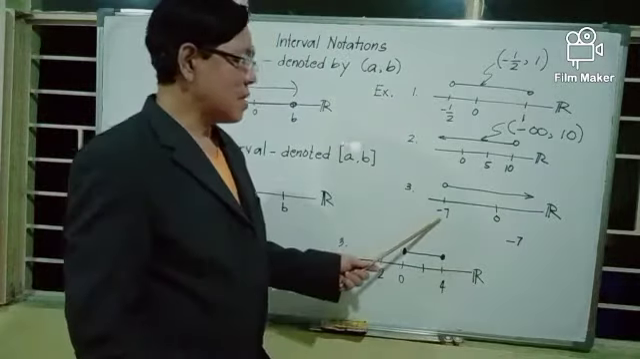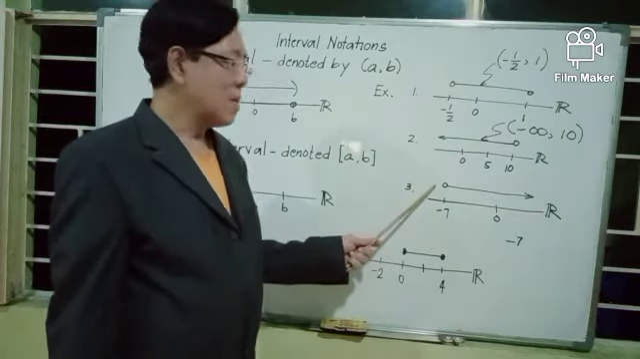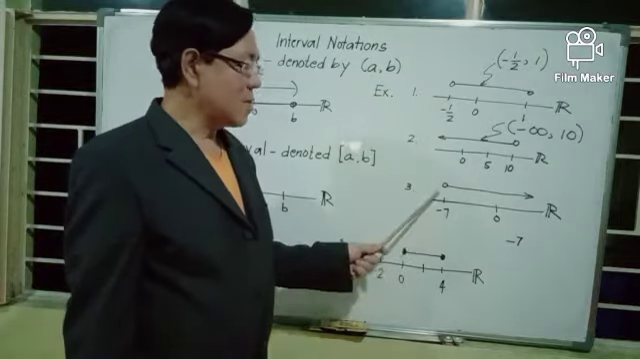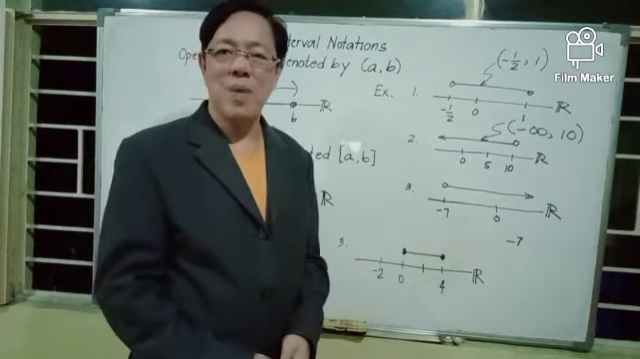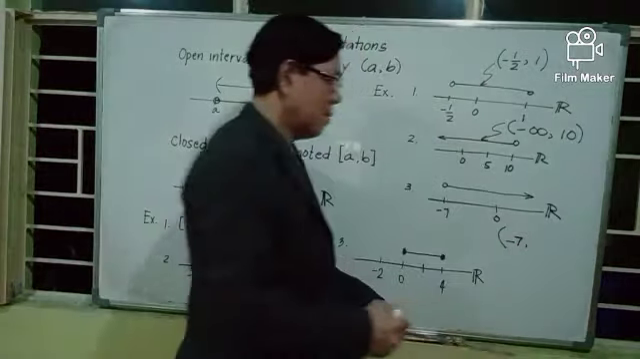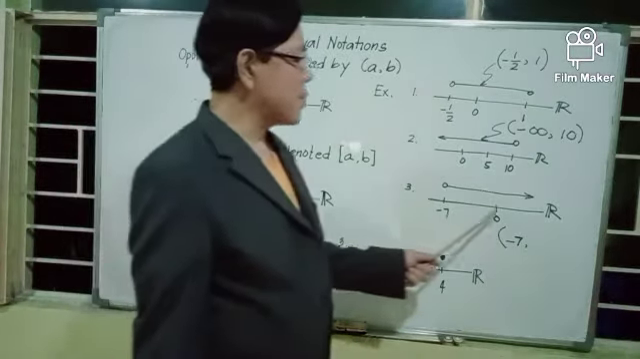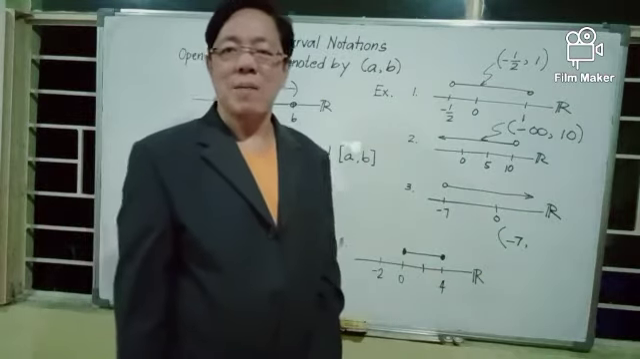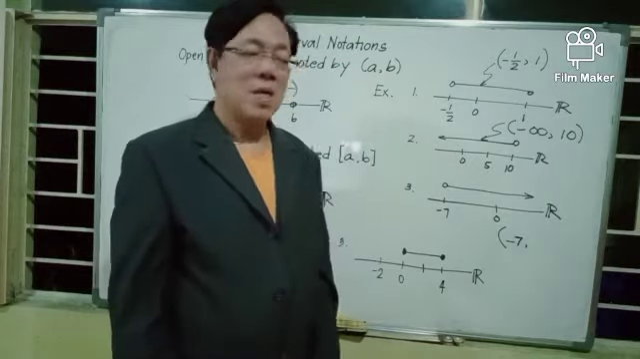But negative 7 is not included in the set because there is a small circle at negative 7. That means negative 7 is excluded from the set, and we indicate that by an open parenthesis. And the set consists of all real numbers from negative 7 up to the very big positive real number, which we denote by positive infinity.